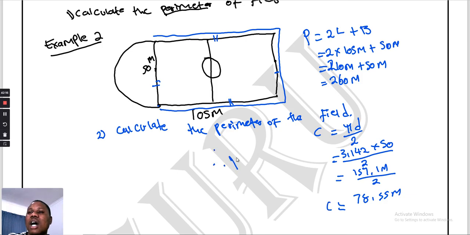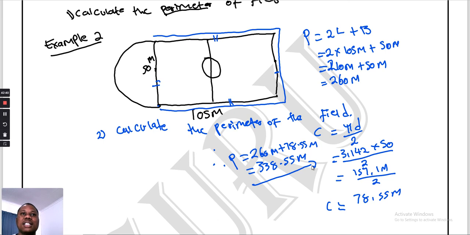Therefore, our perimeter is equal to 260 meters plus 78.55 meters, which is equal to 338.55 meters. That is how we're going to calculate our perimeters.